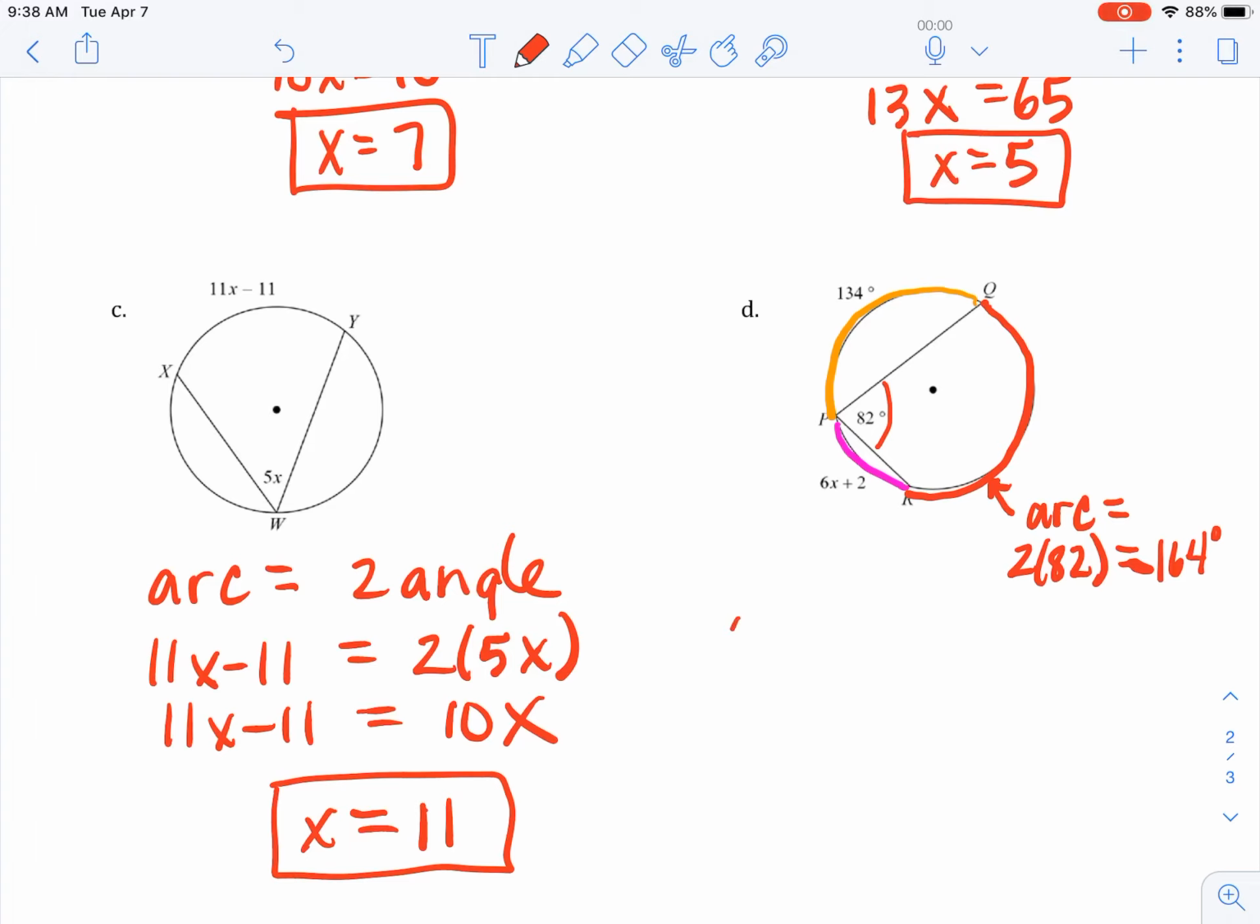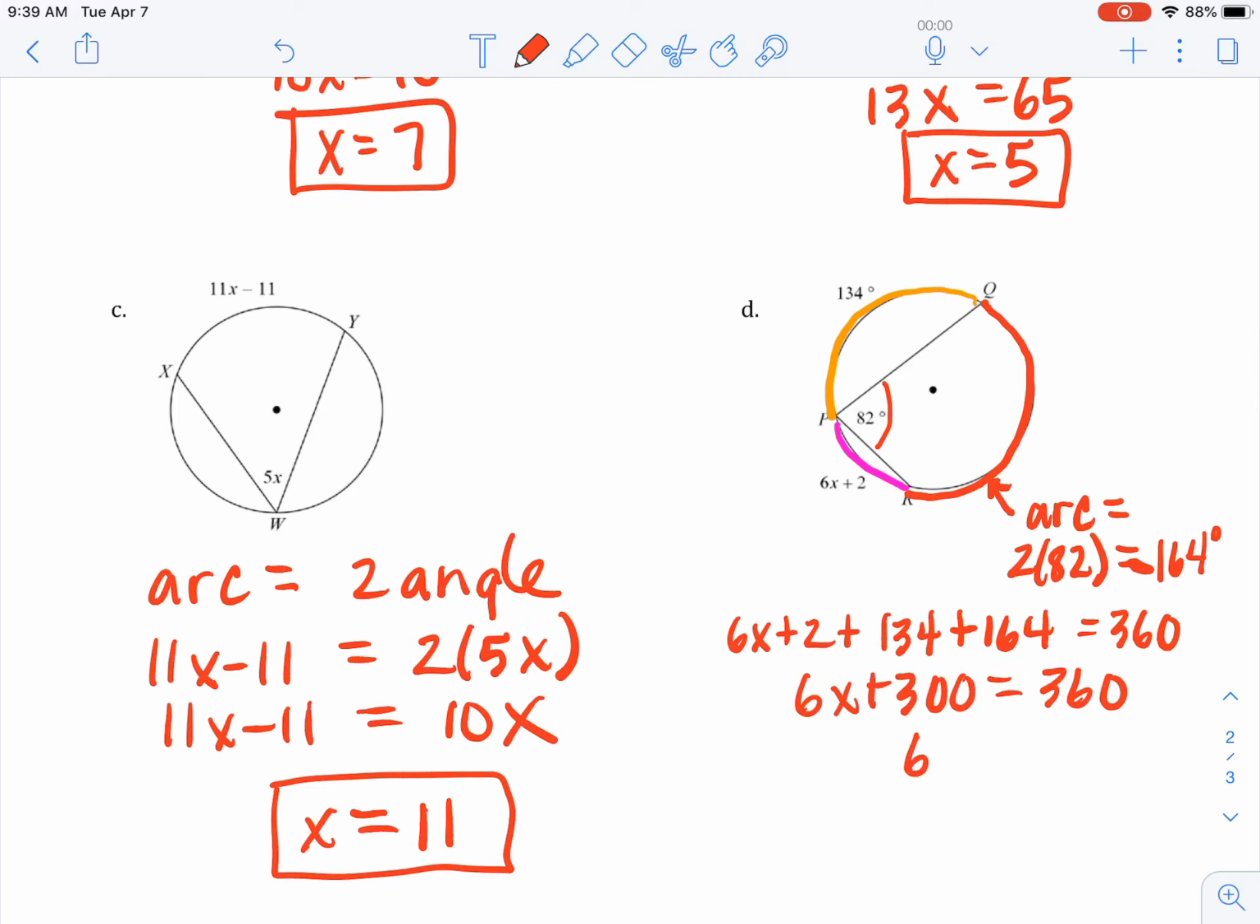So we'll have 6x plus 2 plus the 134 plus the 164 is going to equal 360, which means 6x plus 300 equals 360. Subtract the 300 from both sides, you get 6x equals 60, and divide by 6, your x equals 10.